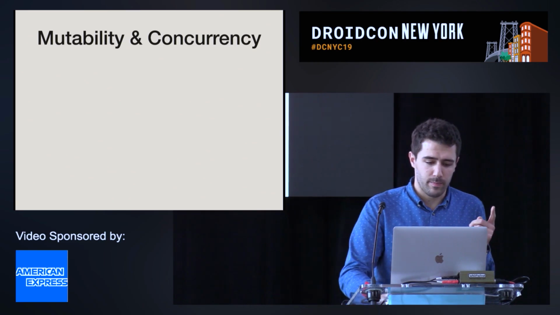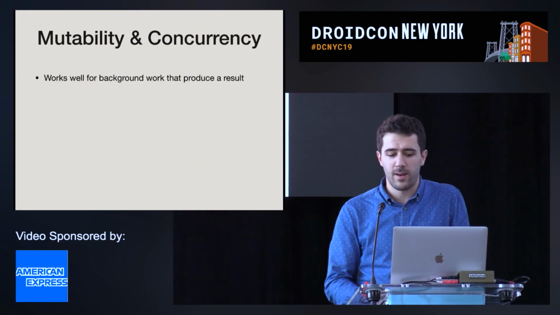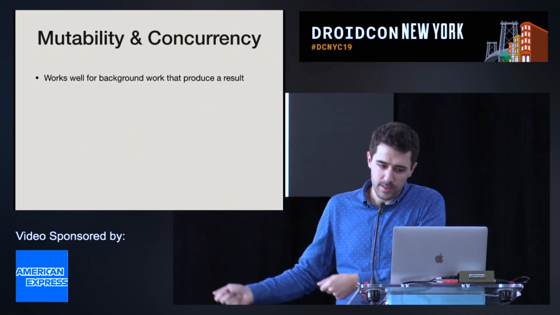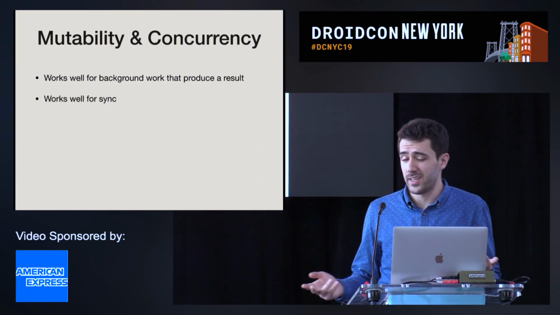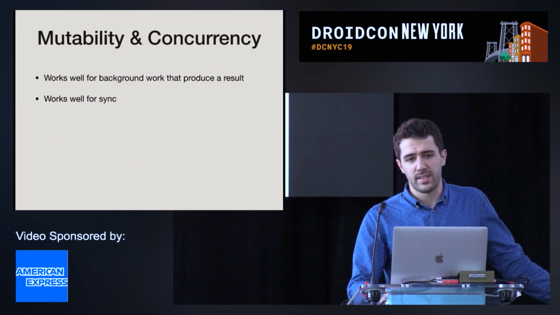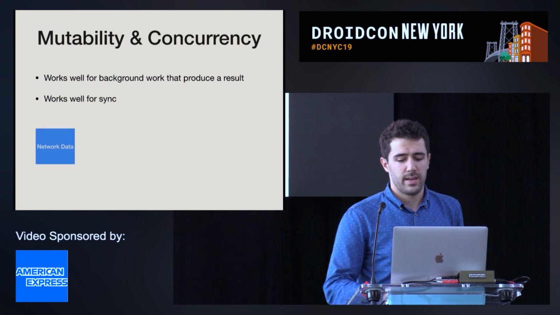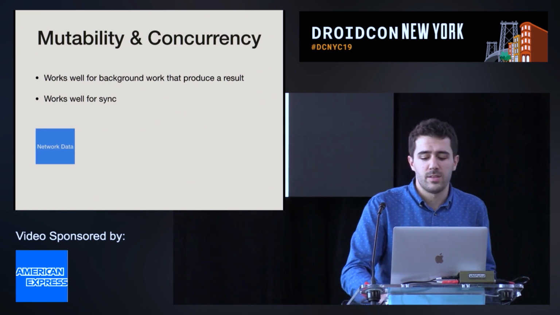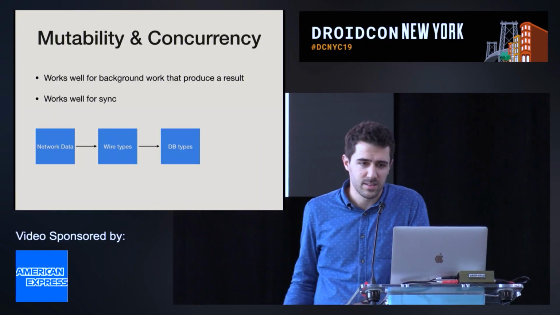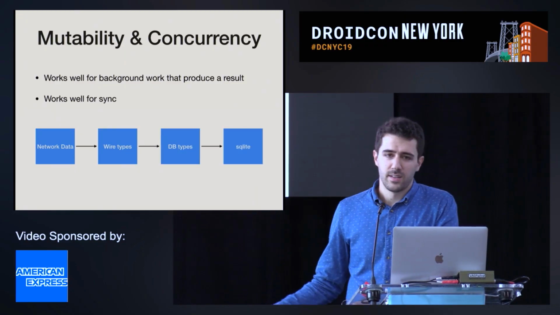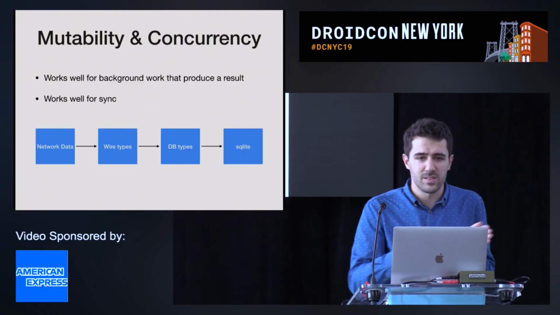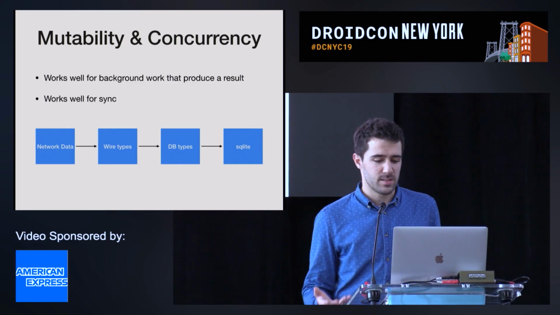Thinking about our mental model, this works well in particular for background work that just needs to produce a result. So you take some input and then produce a different output. This also works particularly well for sync, which is how I got here in the first place. And so if we think about sync as a series of immutable transformations, we start with our network data. From there, we use Kotlin serialization to transform it into wire types. From there, again, transform that into database types. And then from there, store it in SQLite, right? So we can work with frozen data all along this path to do the sync work that we need to do.